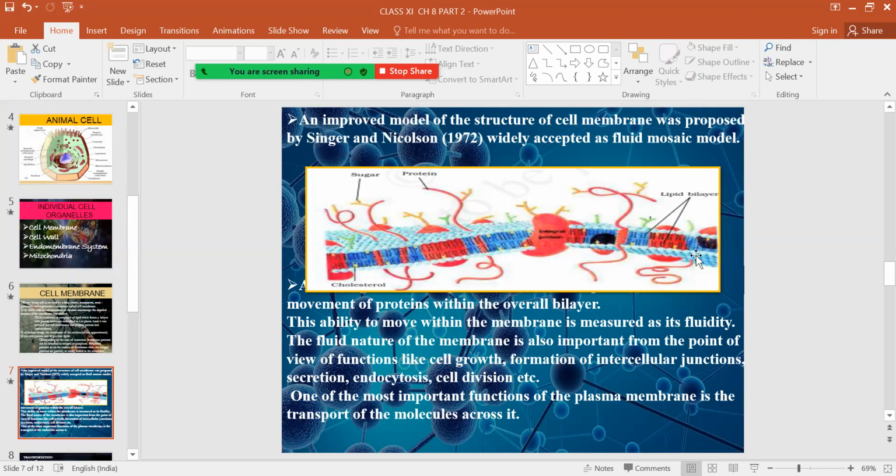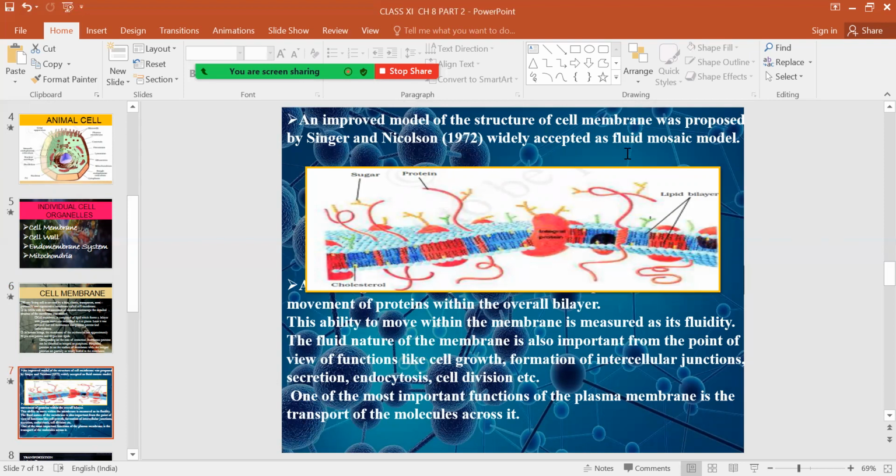You can see the structure of the cell membrane over here. It's a lipid bilayer membrane. The lipid layer has two parts: the rounded part which you can see over here is the hydrophilic part, and the tail which you can see is the hydrophobic part. And over here you can see the carbohydrates and the proteins embedded either partially or completely. So this forms the structure of the membrane, and there are some cholesterol molecules here and there.